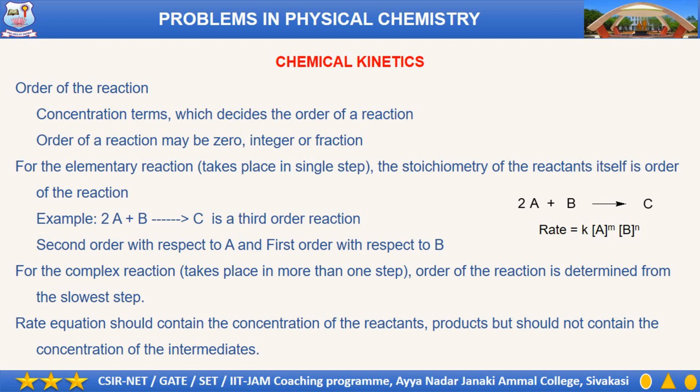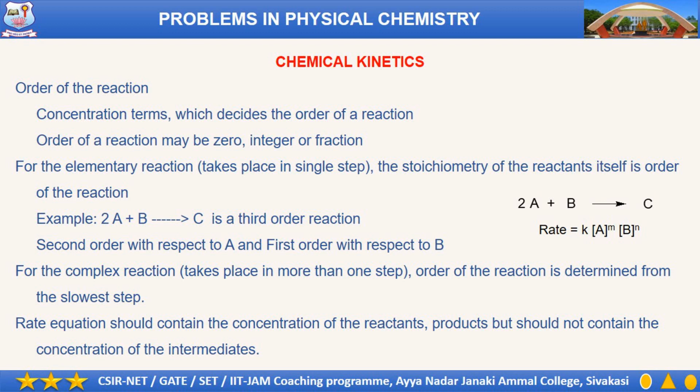And for elementary reactions, for example, let us assume it is an elementary reaction. What do you mean by elementary reaction? An elementary reaction is one which takes place in a single step. In an elementary reaction, the stoichiometry of the reactant itself is equal to the order of the reaction. Therefore, the reaction is second order with respect to A and first order with respect to B. Therefore, total order is 3.